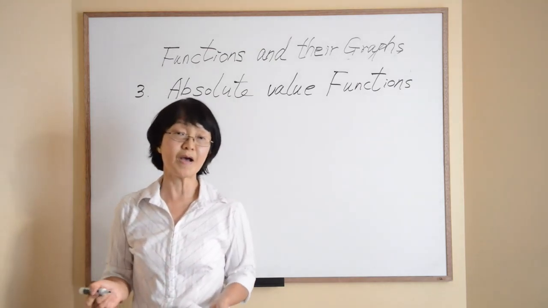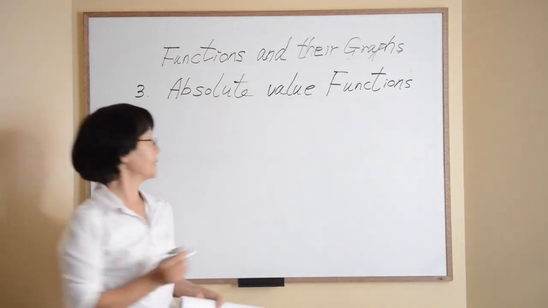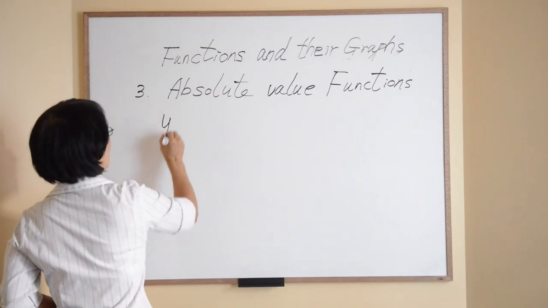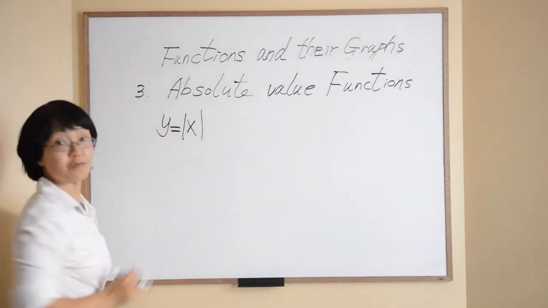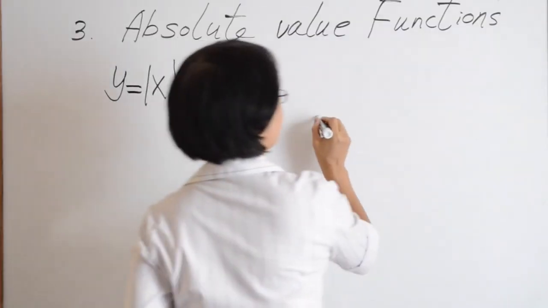Next we talk about absolute value functions. This is what I mean. Y equal to this, this is an absolute value function. The graph will look like this.